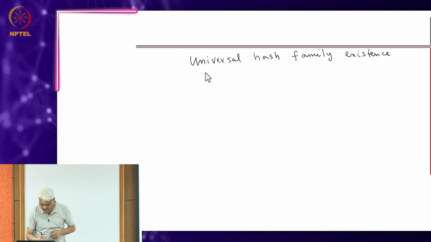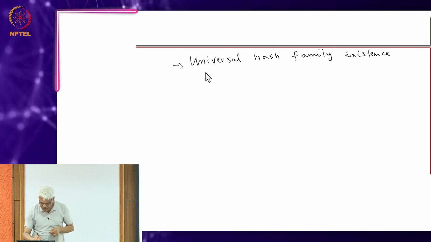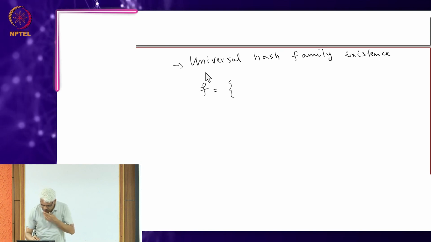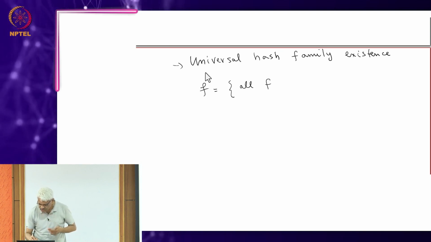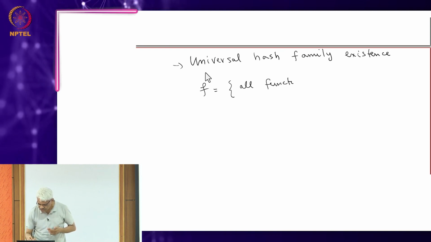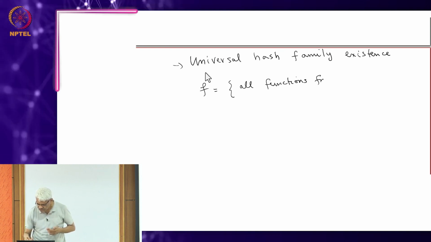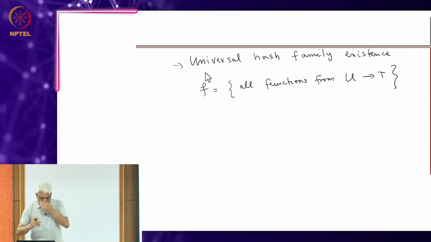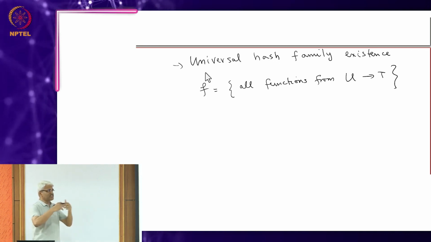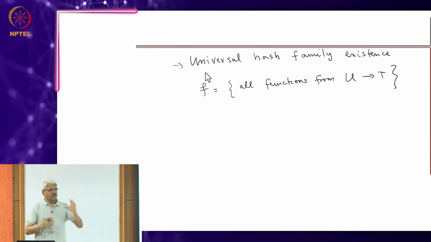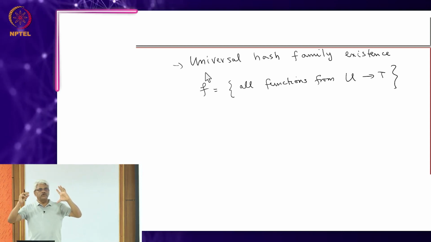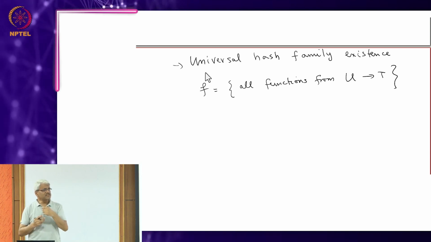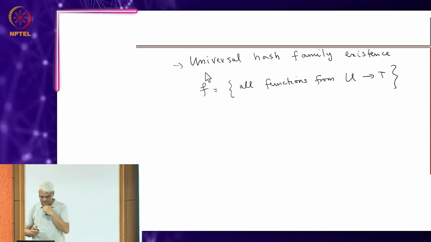Existence or construction. Okay. So suppose I say all functions from U to T, right. Suppose I just take the family of all functions from the set U to set T. How many functions are there? Can somebody tell me?